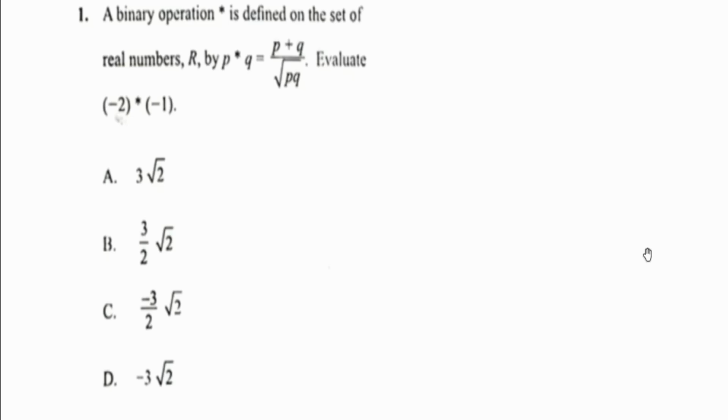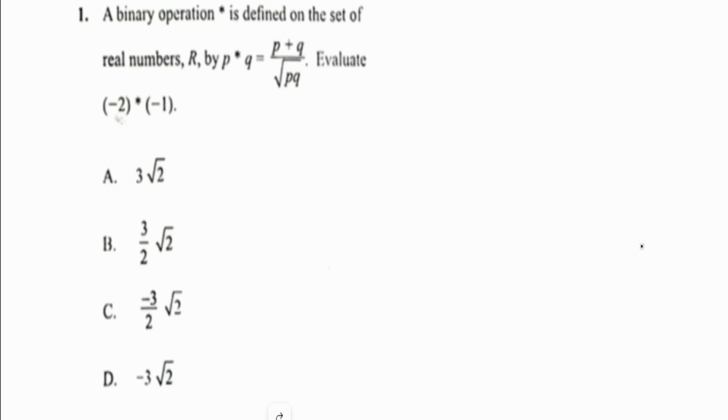And it reads that a binary operation star is defined on the set of real numbers R by P star Q equals P plus Q all over square root of PQ. Evaluate -2 star -1. When answering binary operation questions, I always say that whatever is given in the question is like the definition, and as one of my students will say, the formula. So taking this question, it means that this is the definition of the relationship or the binary operation star.